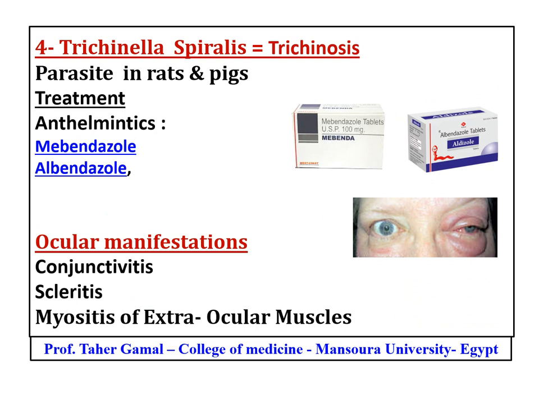Other parasites are Trichinella spiralis or trichinosis. It's a parasite which occurs in rats and pigs. The treatment is antihelminthic, mebendazole, and albendazole.